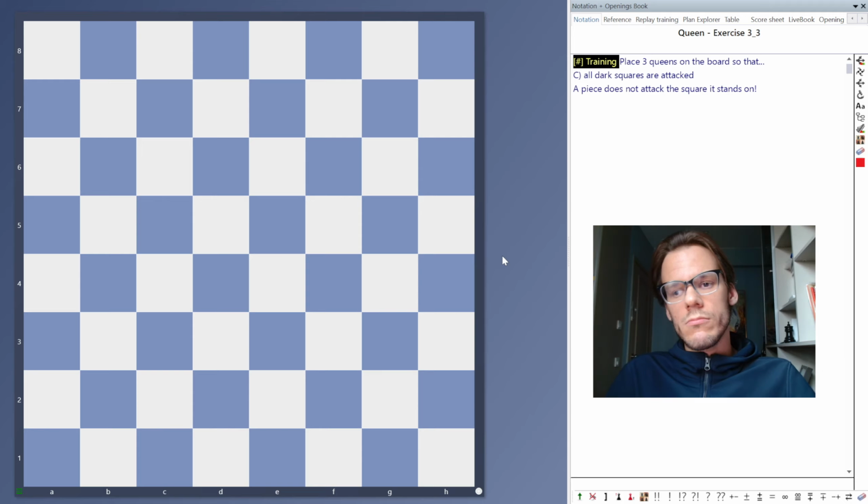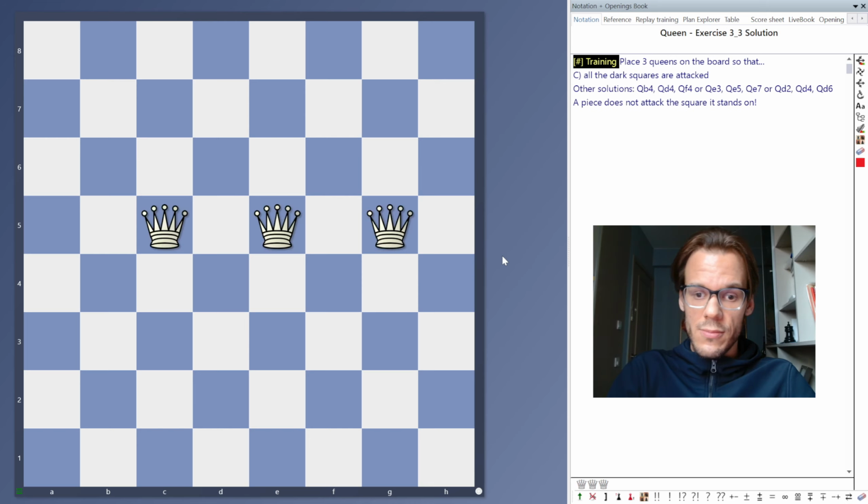Next, so that all dark squares are attacked. Hint hint, so probably we don't want to put them on light squares, right? We have to place the queens on dark squares if we want to attack all the dark squares. So here is one solution: queen c5, queen e5, queen g5. It's also possible, instead of placing them on the fifth rank, to place them on the fourth. So something like queen b4, queen d4, queen f4 would also work.